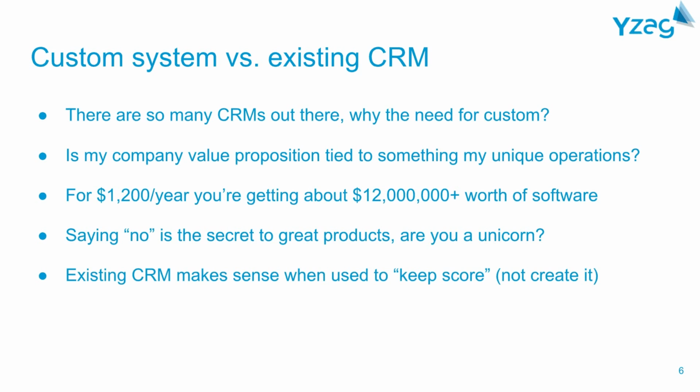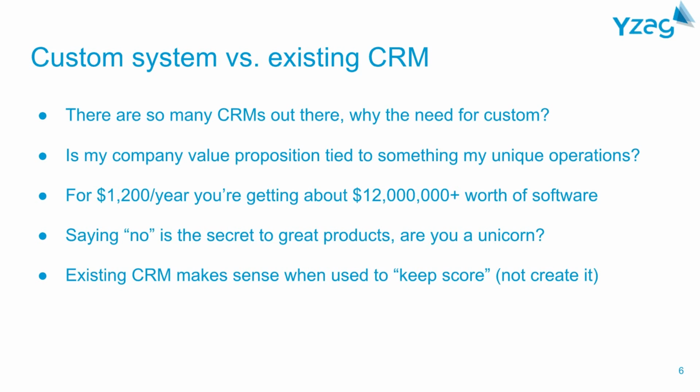Existing CRMs make sense when used to keep score, not create it. Here's another way of saying what I've said before, which might resonate better. Existing CRMs, their job by definition is to keep count and to record stuff that's happening outside of them. They don't usually do a lot of processing or decision making outside of just keeping track of stuff that happens. Now, a good CRM doesn't involve you inputting the data into the system. Maybe it has some ways of capturing it, whether it's an online lead form, or it's scanning your emails, or it's syncing with some other system. Great. It's still keeping score. It's keeping a record of stuff that happens outside of it.